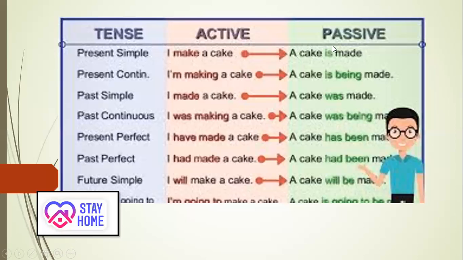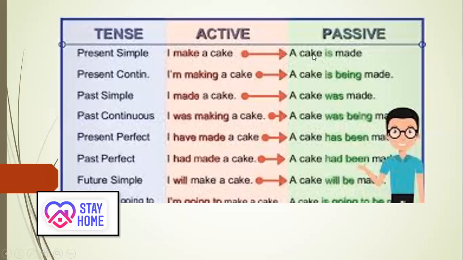We use the verb be, and this is very important, pay attention to this. After the verb be, we use the past participle of the verb. Here it says, I make a cake. The important thing in the active voice is I, but in the passive voice, the most important thing is the cake. And we continue so on in the present continuous, past simple, past continuous, present perfect, and so on.